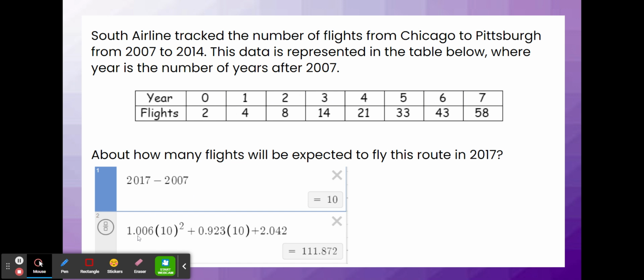So we're just going to type in 10 where our X values would be in the equation, rounded to the nearest thousandths because they didn't tell us how to round. And so there would be about 111 or almost 112 flights. So that would be a good estimate. If you said 111, that would be perfectly fine because you wouldn't round up a flight. All right, hopefully that makes sense. That's all I got.